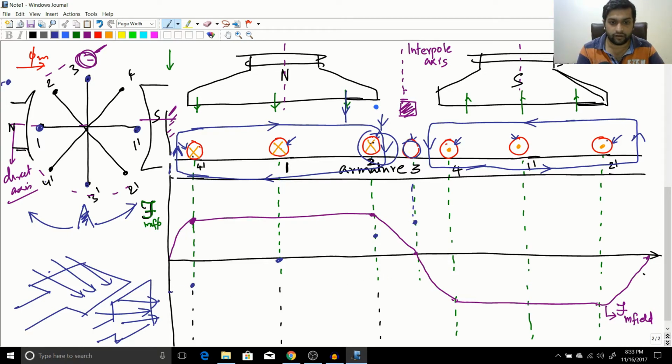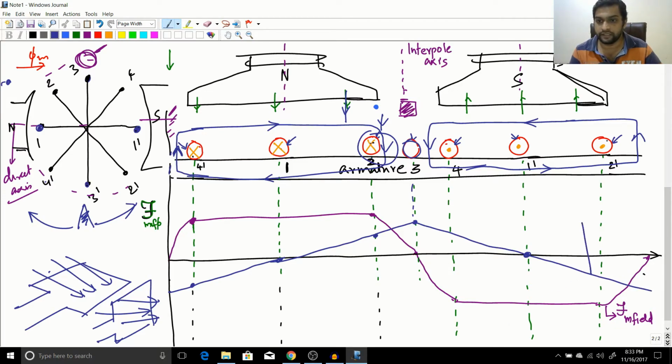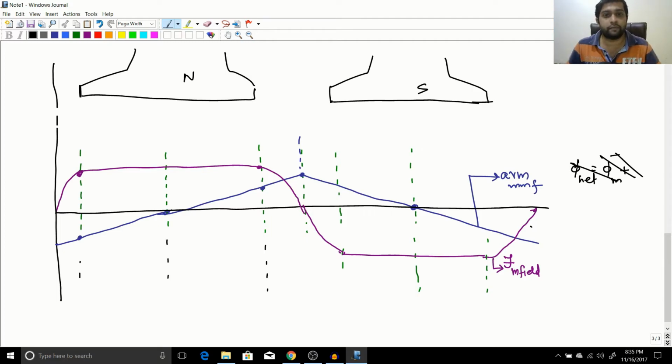So, if I draw, this would be a linear graph, something like this. It would come here like this. Here again, the MMF would be 0. So, it would continue its path and it would go like this. So, this is the armature MMF. Okay, now I've pasted the diagram in a new page. Now, let us find what will be the net MMF. The net MMF will be the main field MMF plus the armature MMF, a vector sum.